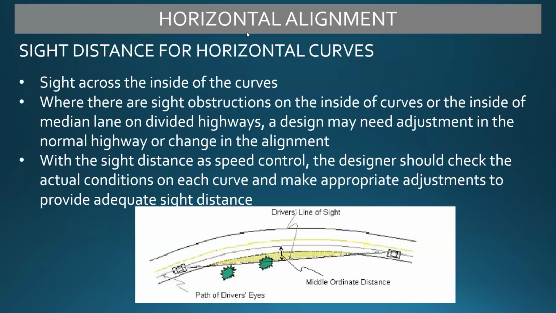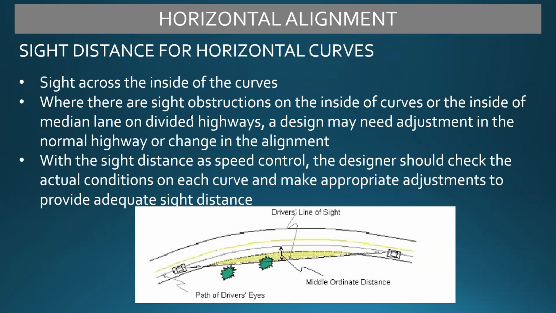So good morning, everyone. We'll continue our lesson, horizontal alignment, which is about the sight distance for horizontal curves. So it is the sight across the inside of the curve. So this is very important, especially when traveling along the curves.